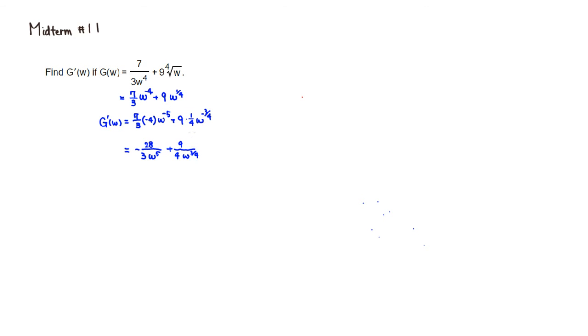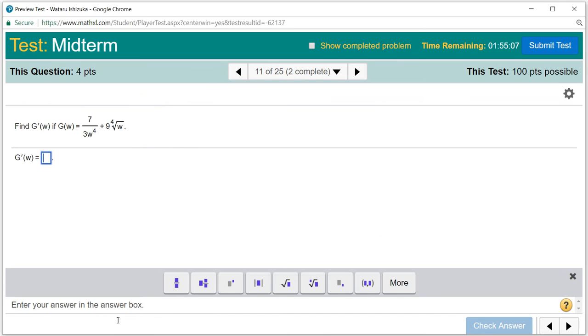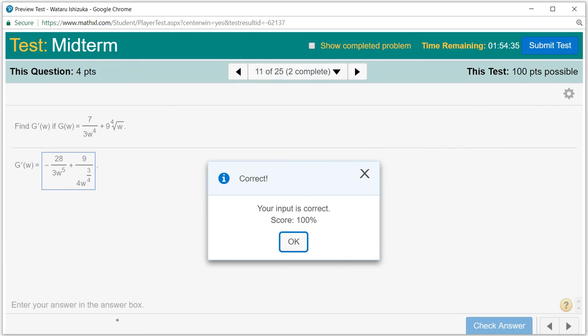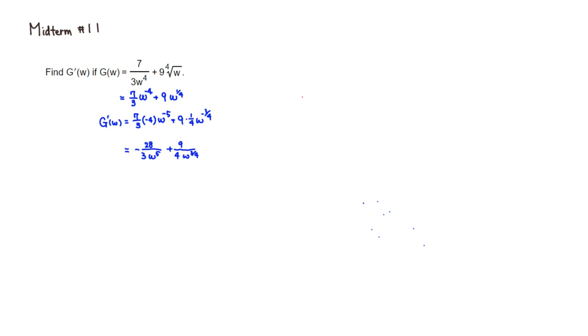So let's type it in. So we got negative 28 over 3 times w raised to the 5th power, then we have plus 9 over 4 times w raised to the 3/4 power. So let's check the answer. We got that. That's it. I hope that this was clear.